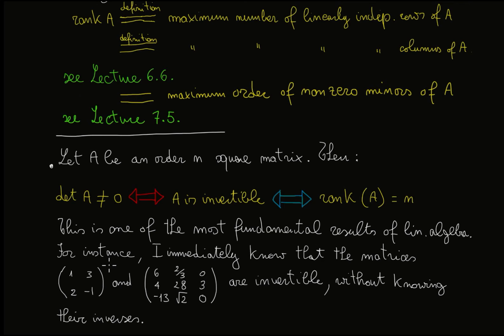In fact, the first matrix has determinant different from 0, or we can see even more easily that the two columns are not multiples of each other, therefore they are linearly independent. So if the two columns are linearly independent, then the rank of A is 2, which is maximal. And by this chain of equalities, we see that this is equivalent to the fact that A is invertible, without even having found its inverse. The same goes for this 3 by 3 matrix.